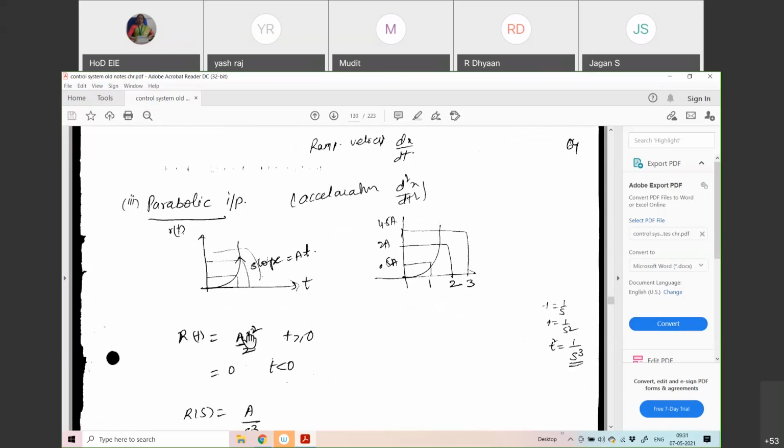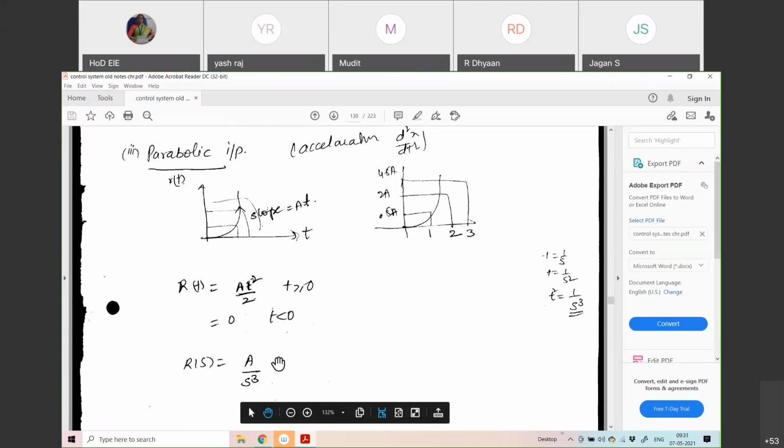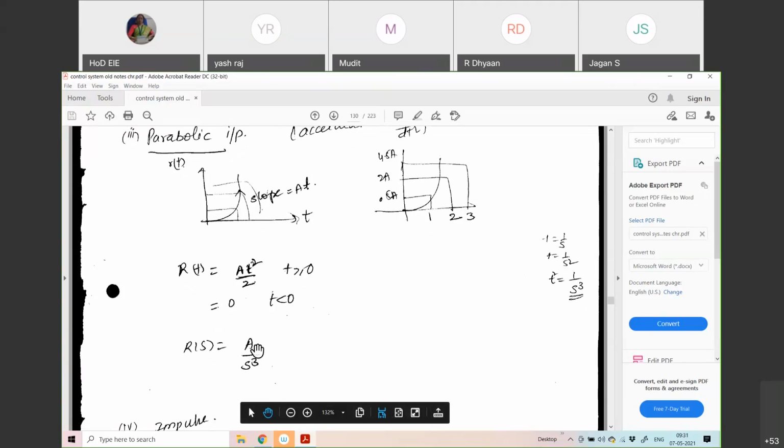So instead of having t, it will be having t square. A by 2 into t square, for t greater than or equal to 0, and it would be 0 for t less than 0. So parabolic input is A t square by 2. Whatever may be the value of A, 10 by 2 t square, 5 by 2 t square, something like that. So now your R of s would be A by s cube, because the Laplace transform of t square is 2 by s cube.